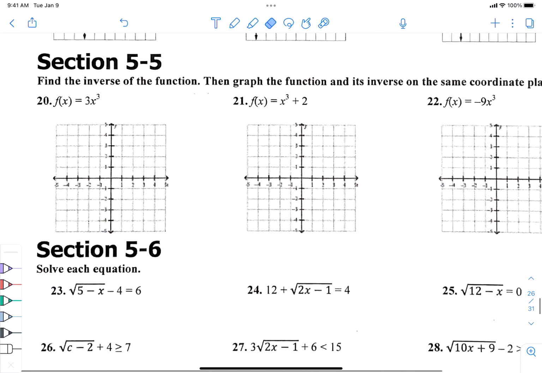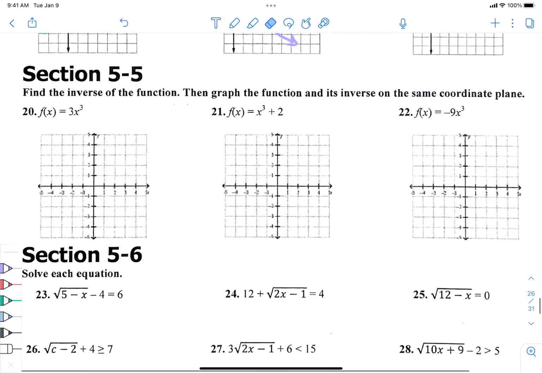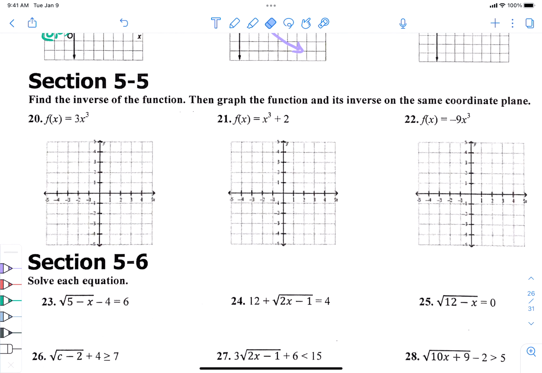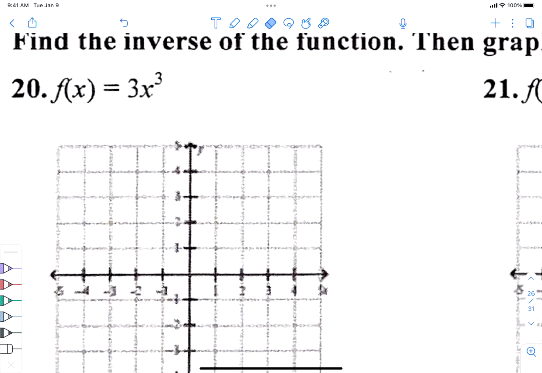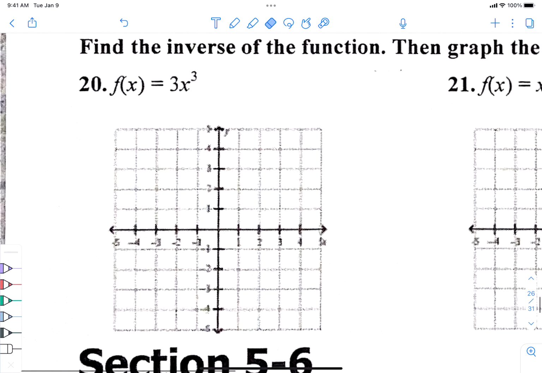Okay, next section. Find the inverse. Ugh. I didn't give you any cubic roots to graph, did I? Silly. Find the inverse of the function. All right, I guess these are cubic roots. These are going to be the ones we're going to have to graph. All right, 3x to the third power.